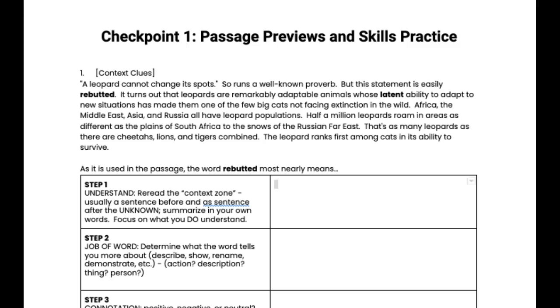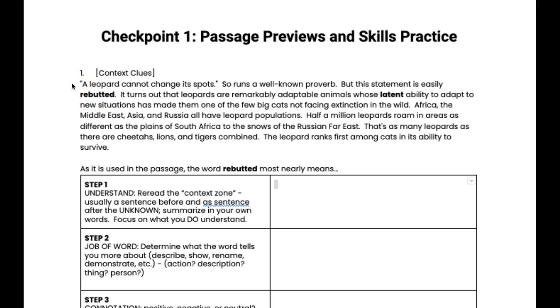So in step 1, what we're trying to do is just understand what's going on in the context zone, which is 2 sentences before and 2 sentences after the word, and summarize that in our own words. So let's go ahead and reread the context zone.